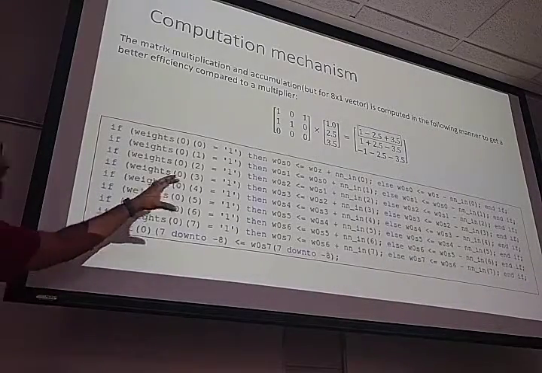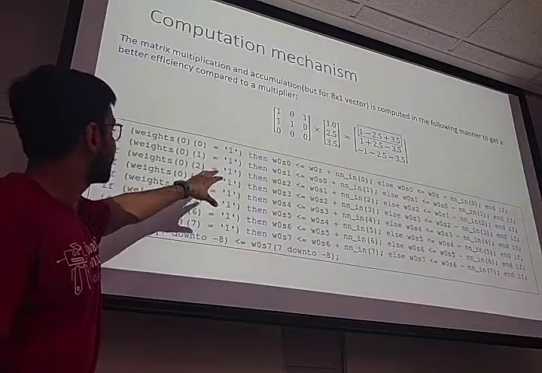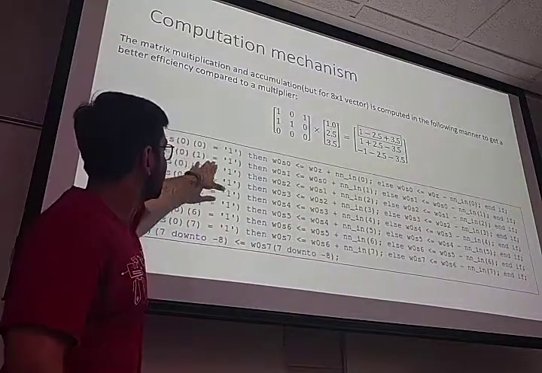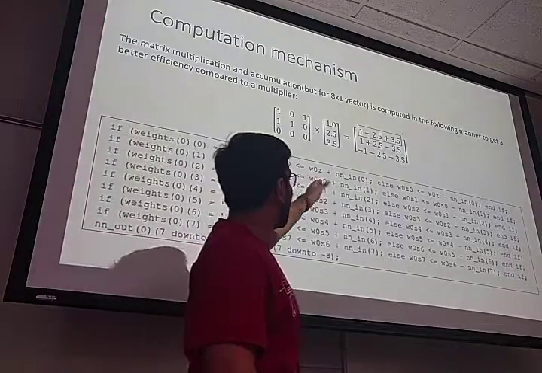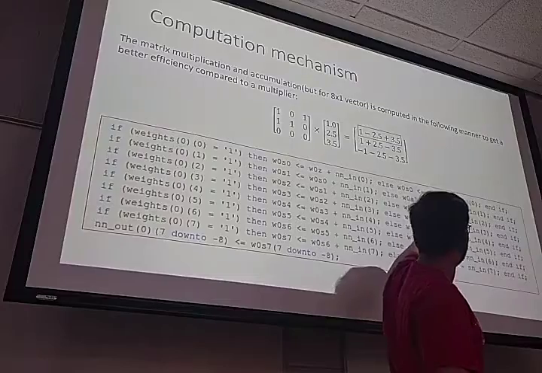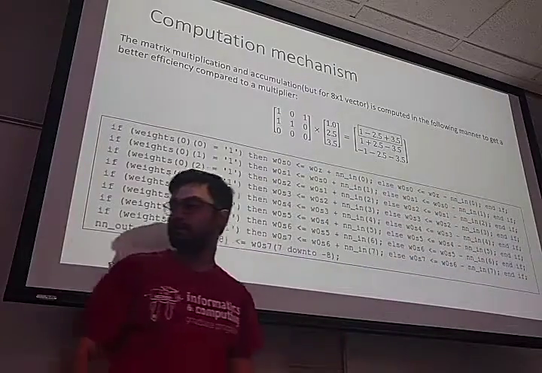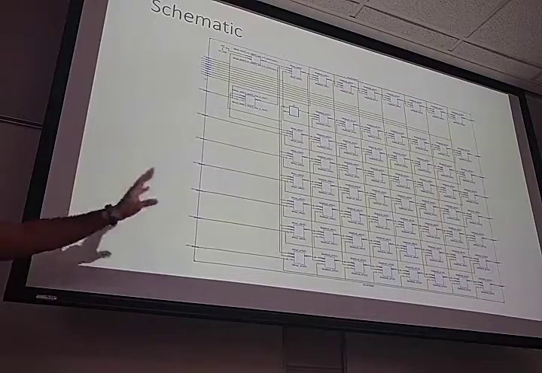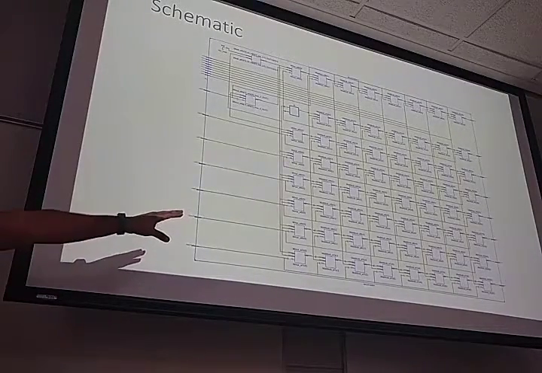This is just a piece of code showing how it works. So every time we encounter weights of 0, 0 being 1, we add the two numbers, or if not, then we subtract it. This is how the schematic looks. It forms a matrix of adders.